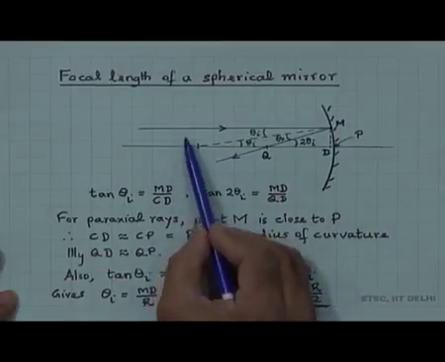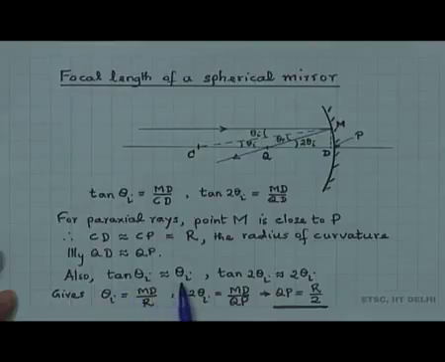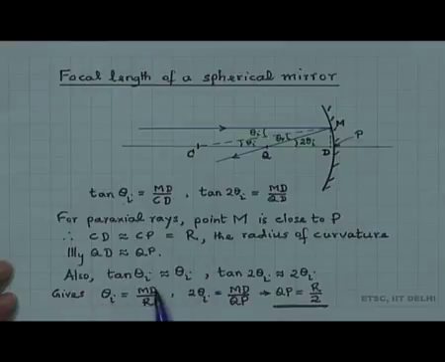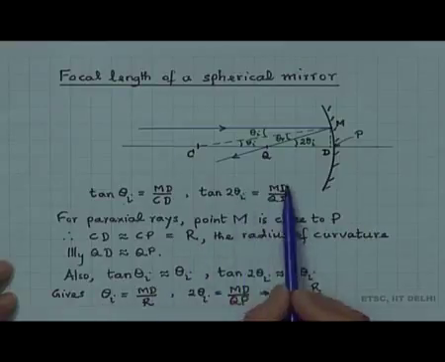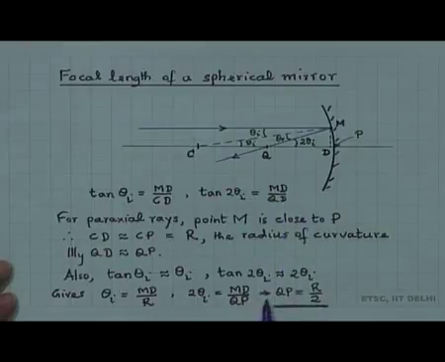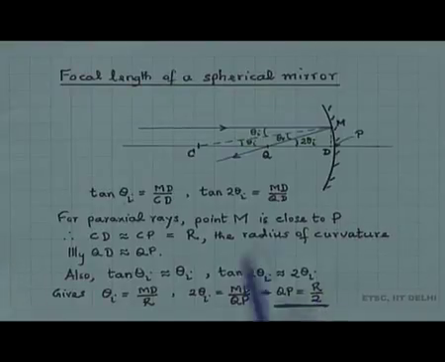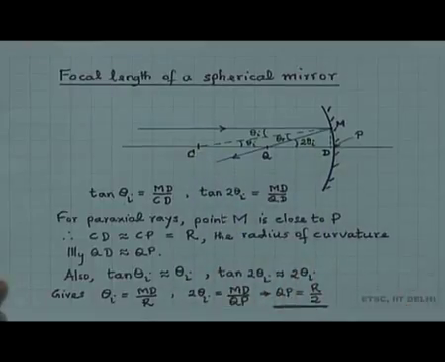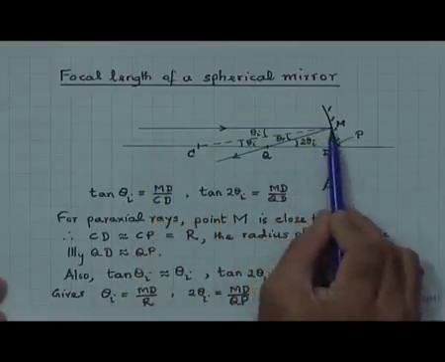Further, we are dealing with paraxial rays and therefore tan theta I is equal to theta I, and tan 2 theta I is equal to 2 theta I. This gives us theta I is equal to MD by CD, which is CP, which is equal to R. So, theta I is equal to MD by R and 2 theta I is equal to MD by QP. If you divide one by the other, you can see QP is equal to R by 2. R is the distance CP, radius of curvature, and QP is equal to R by 2 for a parallel incident ray.